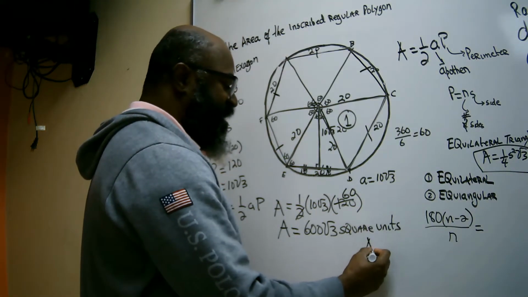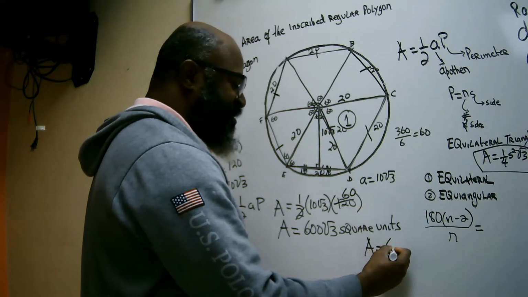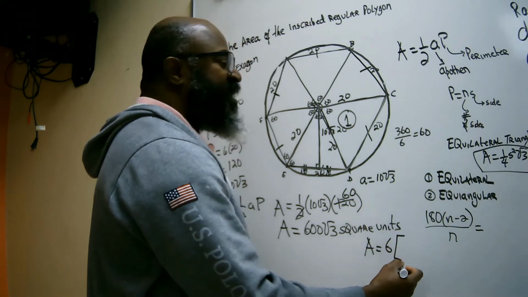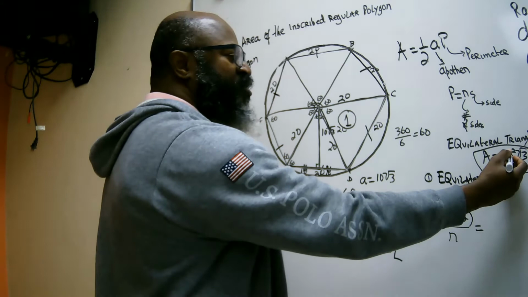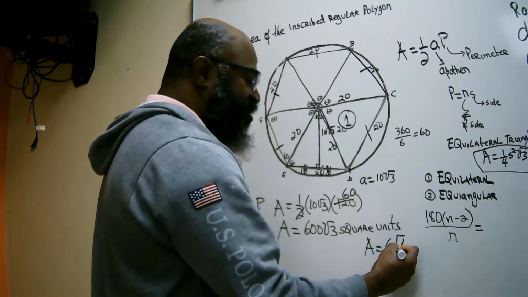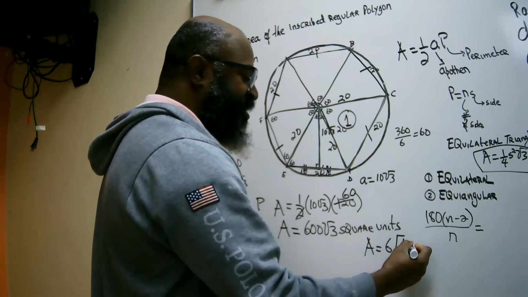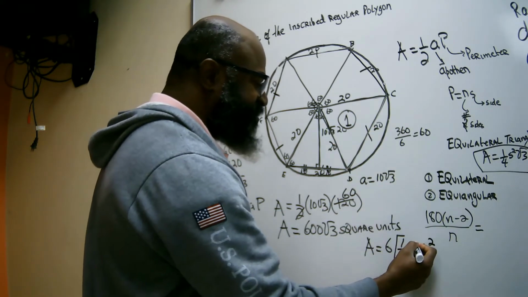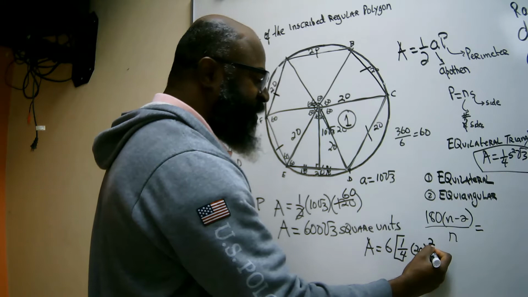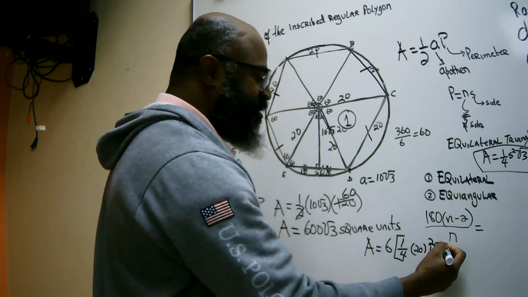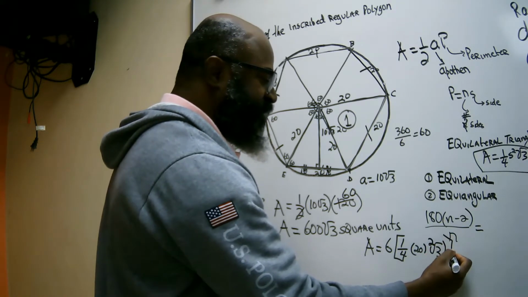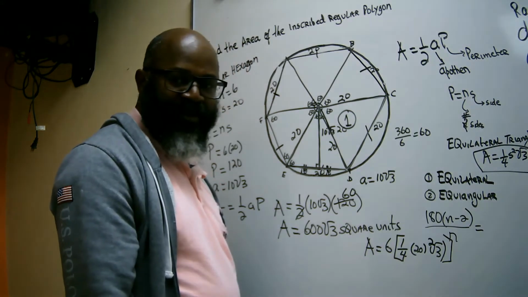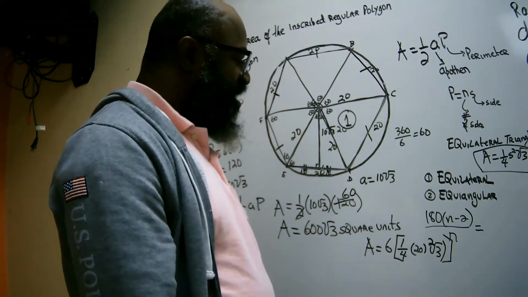So I'll say the area equals 6 triangles times the area of one equilateral triangle, which is 1/4 times s squared times the square root of 3. In this case, s is 20. Right? This will give you the same outcome. You will see how powerful math is.